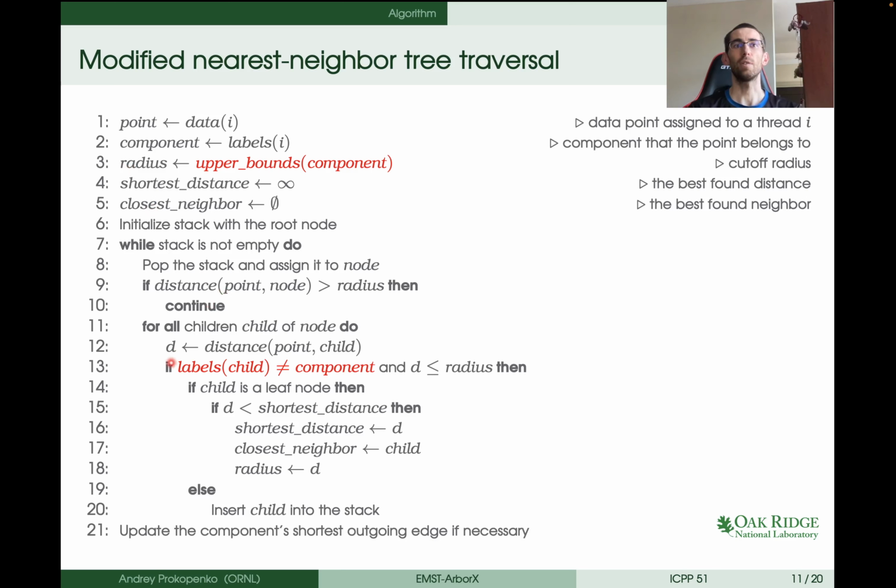The second difference is that while we traverse the tree, we also check the membership of the internal nodes, and if they belong to the same component, then the whole subtree is skipped. Finally, once every point identified the shortest edge, or that point dropped out of the calculation, we update the component shortest outgoing edge to be the minimum out of all the edges.